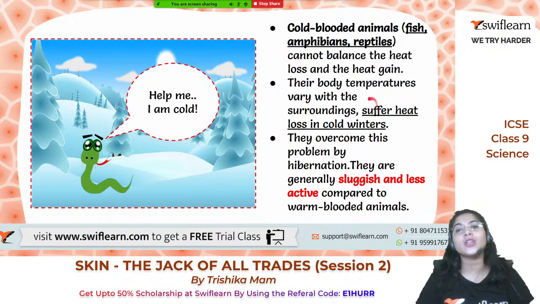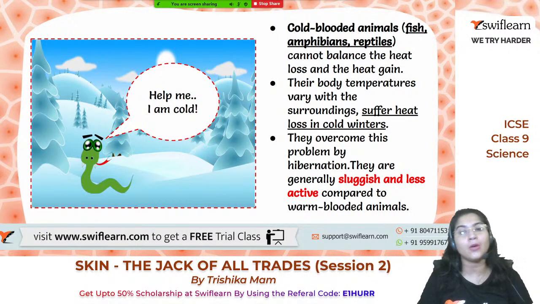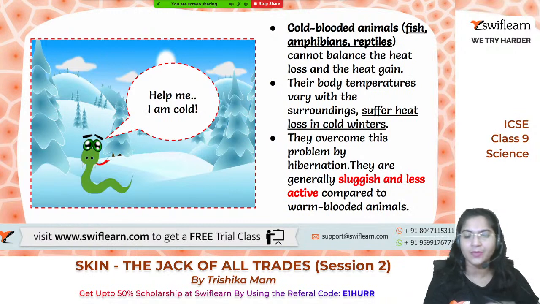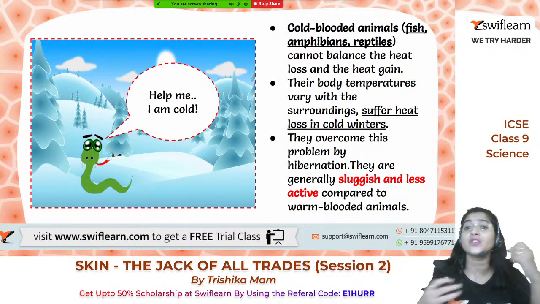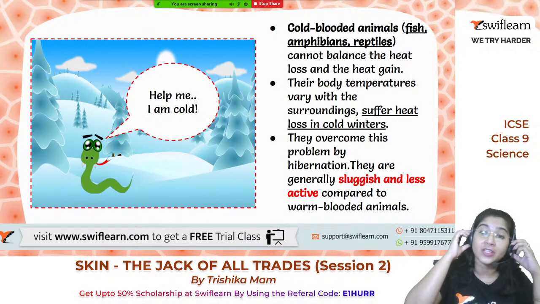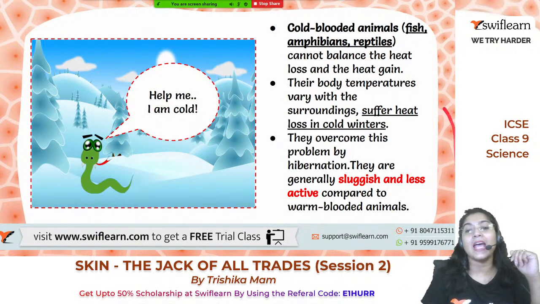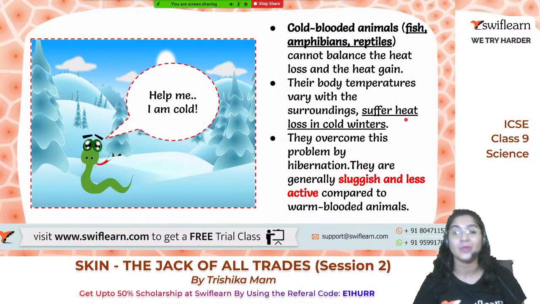So now coming to the cold-blooded animals first, they cannot maintain a body temperature constantly. It differs from one temperature to another. When they are going to the Arctic region, they have to maintain a different body temperature. When they are going to some other places, they have to maintain that. So they also suffer heat loss during the cold season, during the winter season, and that is why they overcome this problem by hibernation.